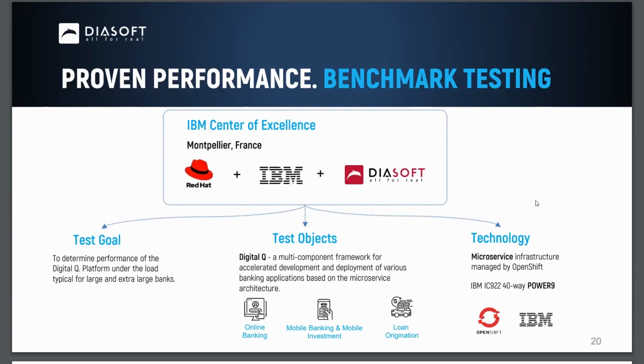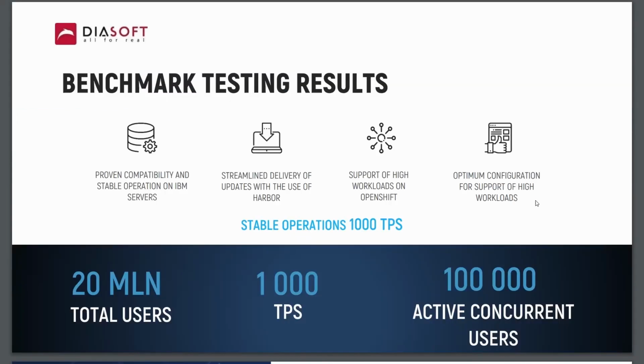These are the results of the benchmark testing. The total number of users registered in the system was 20 million, with 100,000 users working concurrently. The stable operation of the system was proven under the load of 1,000 transactions per second. That is, the system was faultlessly processing 1,000 requests per second.